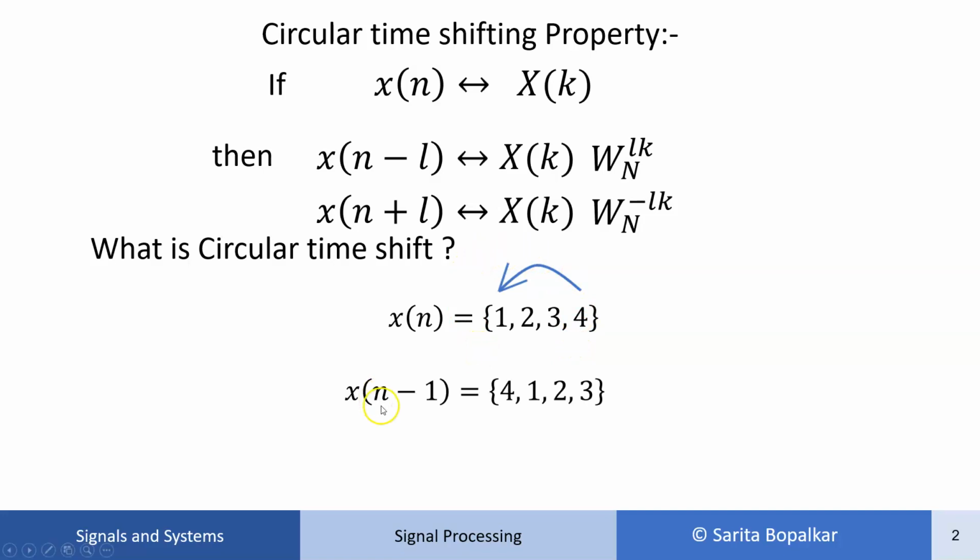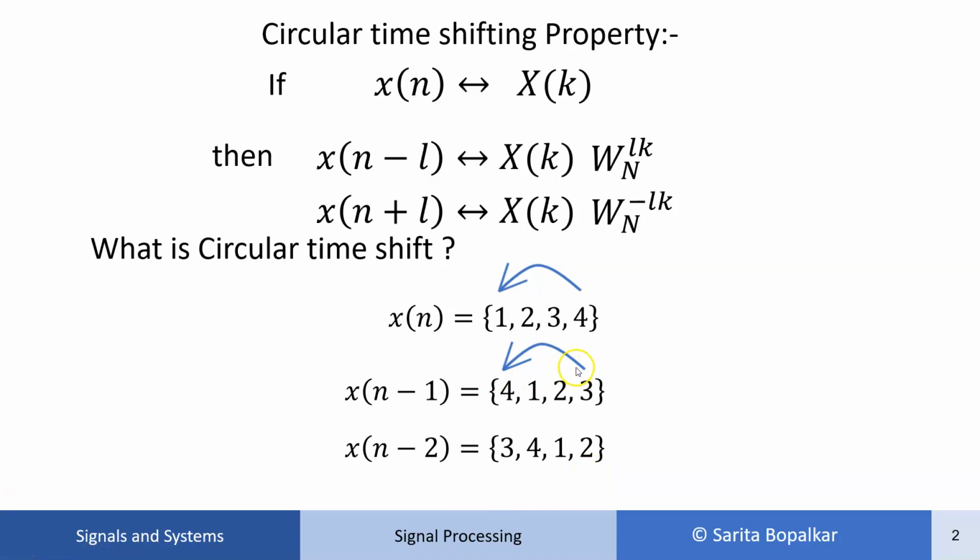That means x of n minus 1, that is delayed by 1 unit, one sample will get shifted here and the other samples just shift one ahead. That means this 4 will come here and the other 1, 2, 3 are just shifted by 1 unit. Suppose we add one more shift, that is x of n minus 2. Two shifts in an anti-clockwise direction. This is the first shift and then the second shift. So this 3 will come here by one position and the 4, 1, 2 as it is. Like this, you can add a shift.